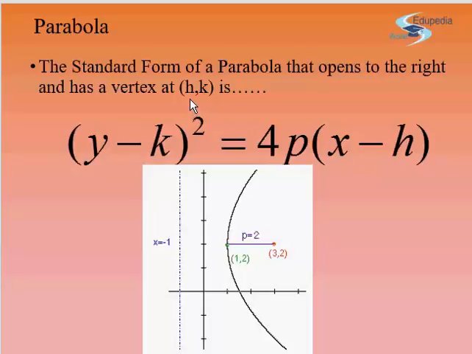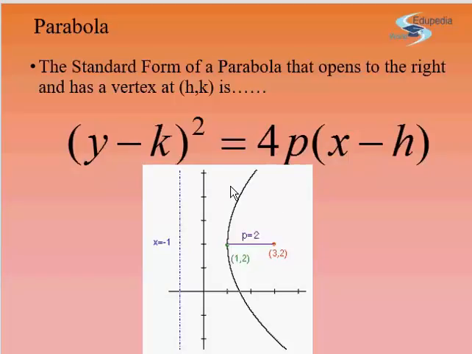We know that the vertex is shifted to h comma k. First, this is actually the real equation of the parabola. In the previous parabolas that we read, h comma k were actually 0. So if we substitute those over here, y minus 0 is equal to x minus 0, so we're going to get y square is equal to 4px. That means a parabola that is centered at 0 comma 0, which has a vertex at 0 comma 0.